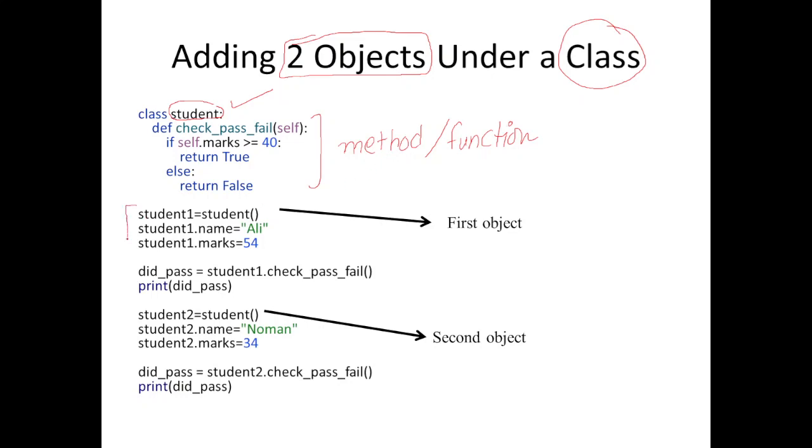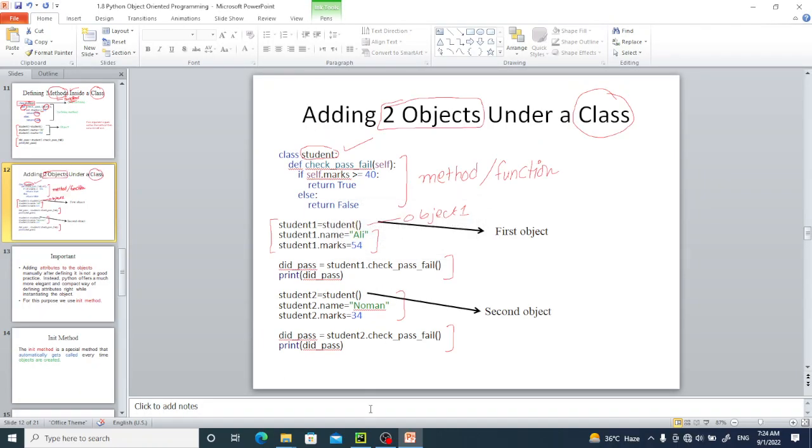So here is student1. Student1 is the object, and below are the attributes of the first object, and here we have checked whether the student is pass or fail for the first object. Now we will add the attributes of object two, and we will check whether student2 is also pass or fail. Let me move to the Python software.